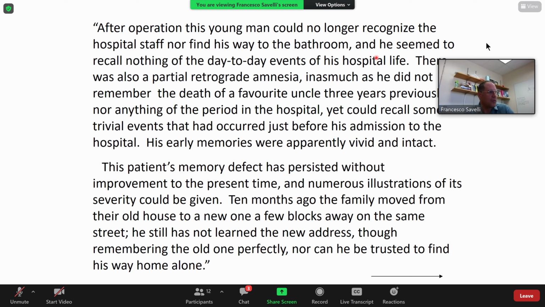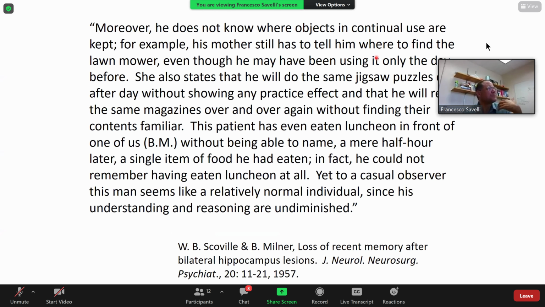Then after the surgery, he would forget where he was living, because they moved to a new house 10 months ago, after the surgery. So, they moved to a new house, and he just remembered the old house. He couldn't learn that he was at this new address. And then he would not recognize people. So anybody that was introduced to him after the surgery, after 20 minutes, he would forget that he ever met you, even if he had a conversation with you.